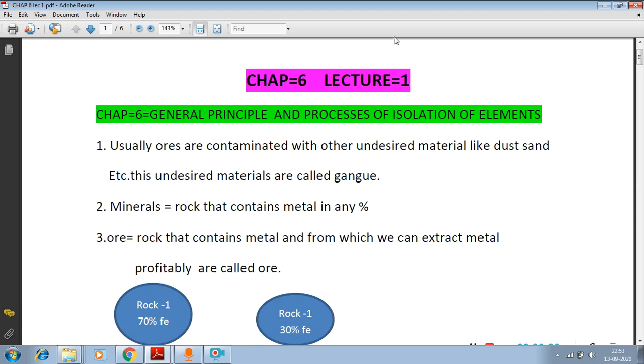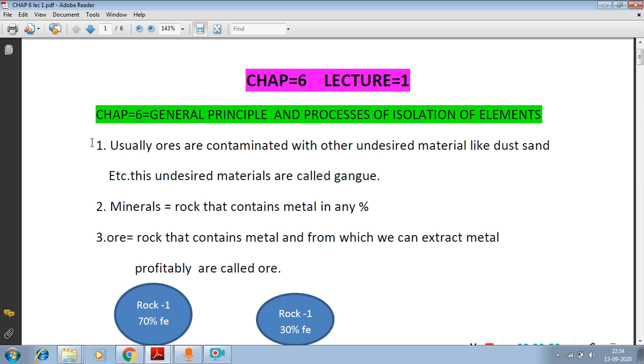Now you have learned some of these methods in 10th standard. In the GSEB book there were some methods like froth flotation method, blast furnace, etc. Those methods we are going to learn in this chapter. So it is very easy for you because you have learned those topics in 10th standard also.